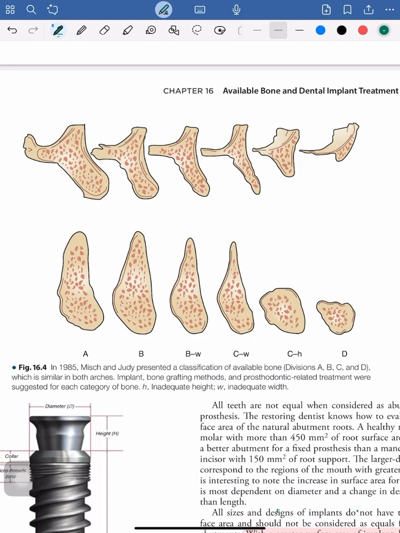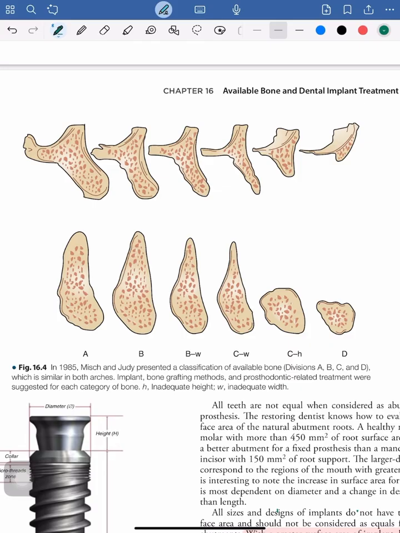Over here we have A, B, BW, CW, CH, and D. Type A is the most favorable type of bone. You have sufficient height, sufficient width, the angulation is in your favor, and the quality of the bone is good. However, we are not talking about quality, which is an entirely different classification. You must have heard about the D1, D2, D3, D4 classification. That is based on bone density. This classification is based on the available bone height and width.